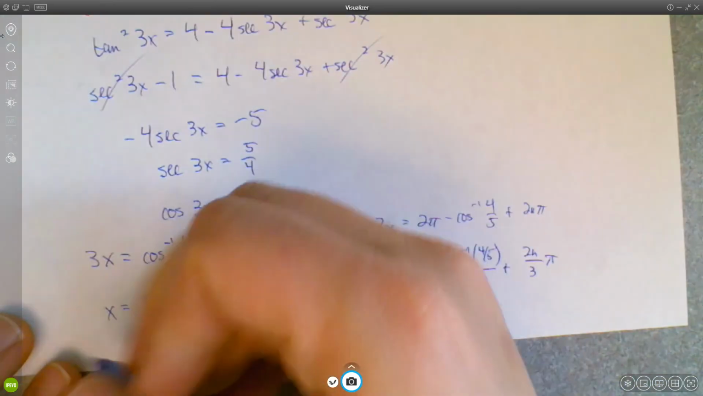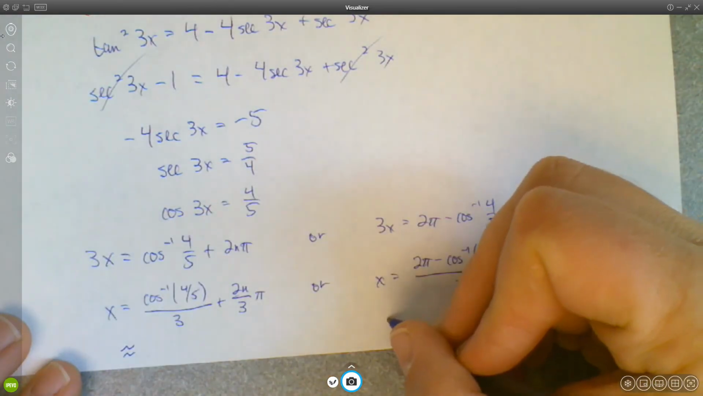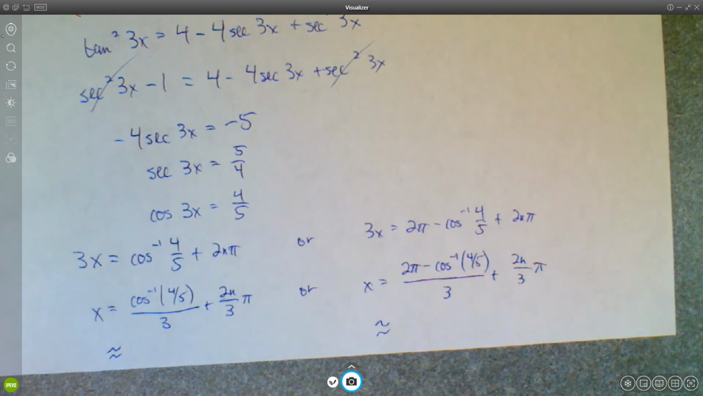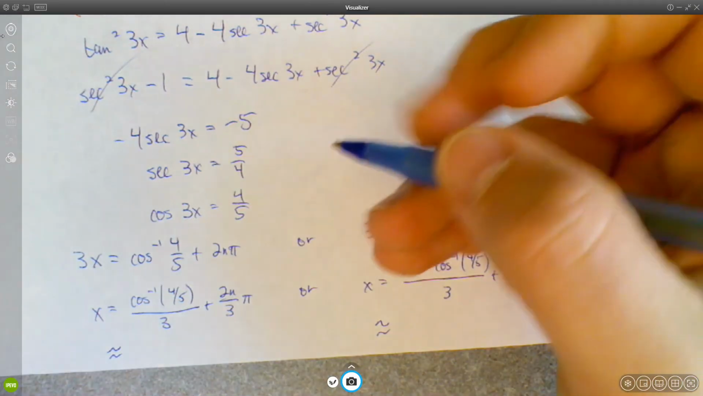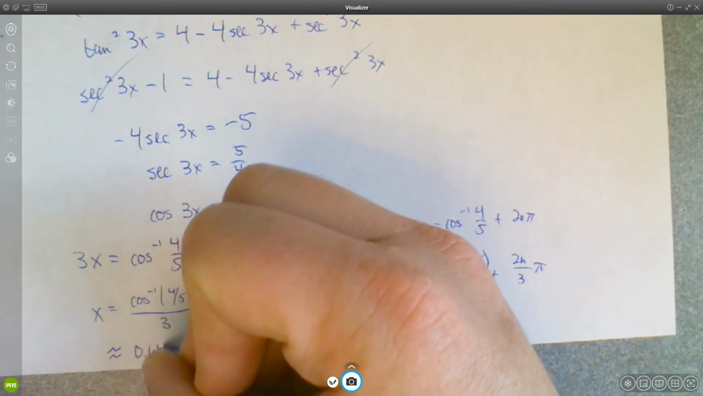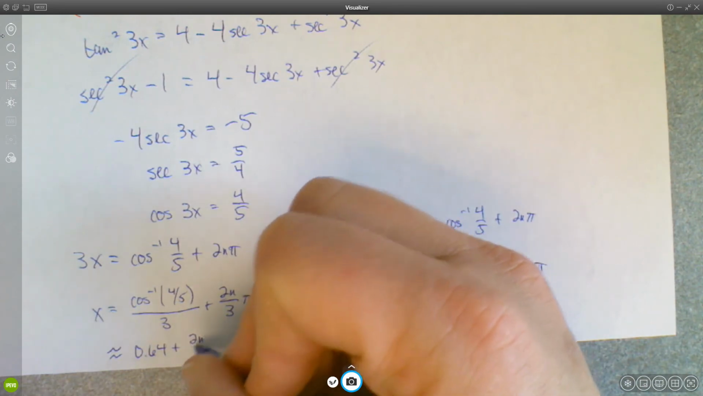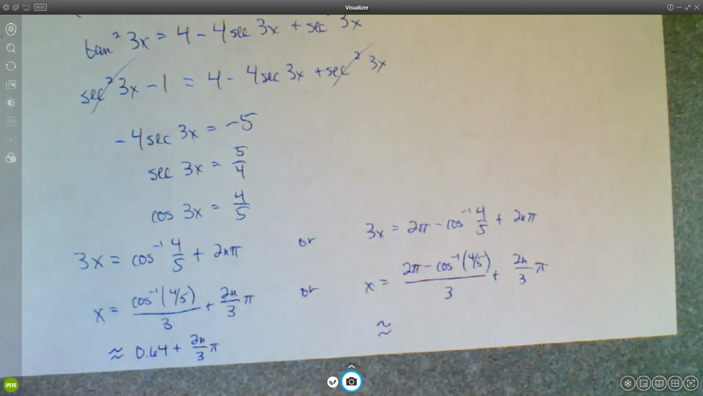I am running out of space here, so I'm just going to kind of cut to the chase. So here are the approximations. Cosine inverse of 4/5 is about 0.64. And 2 pi minus that, 2 pi minus cosine inverse of 4/5, would be about 5.64.